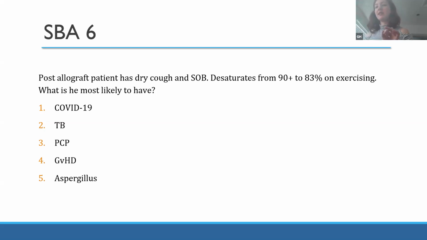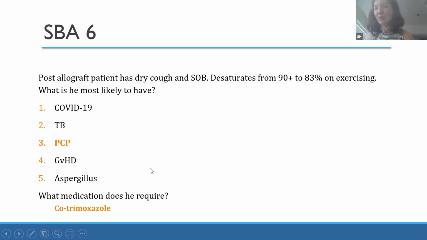If you think it is, then I will go on to what medication does he require? This isn't actually a question from the poll, because I already had it on my previous slide. It is cotrimoxazole. Cotrimoxazole is the best one. You give it prophylactically. They tend to have it on a Monday, Wednesday, Friday, if it's prophylaxis. If it's treatment dose, then it's a higher dose and you get it every day.